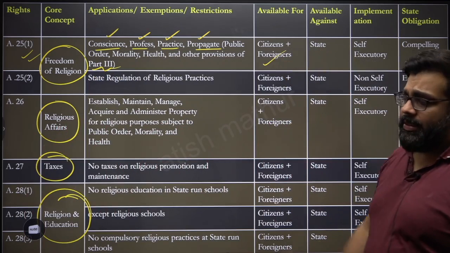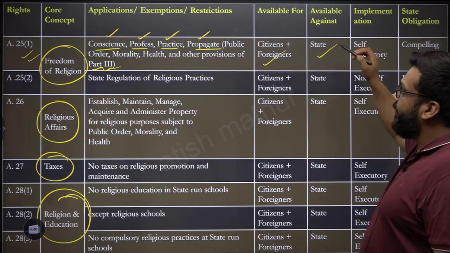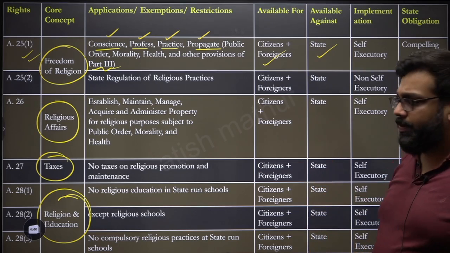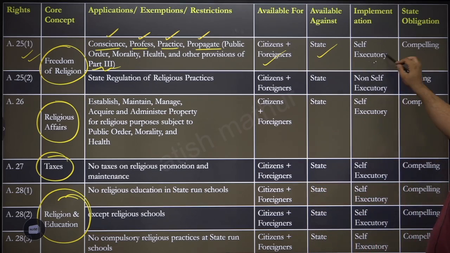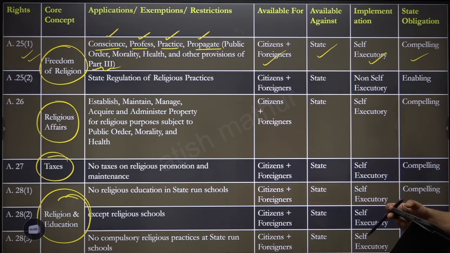Available against citizens and foreigners both. Available only and only against the state, because there is no role of the private sector here. It is self-executory, and it is therefore compelling in nature, and this is Article 25 Clause 1.